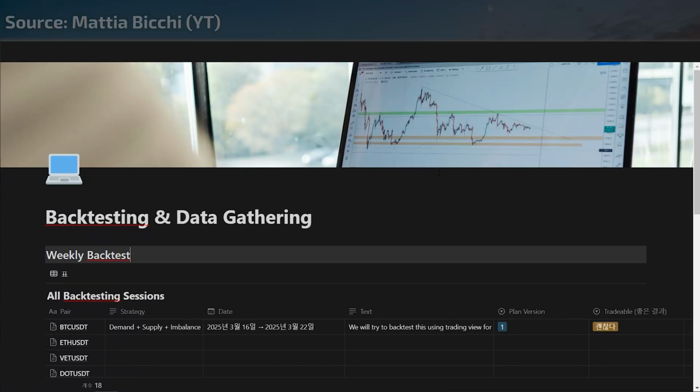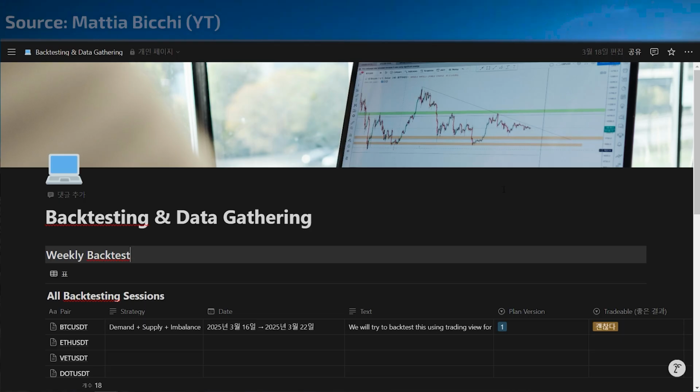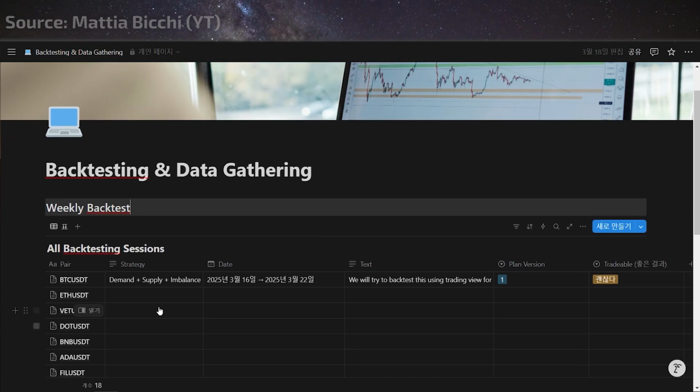I made over 4% on my first ever backtesting session. Guys, I know I could have used another software to backtest, but since I am poor, I had to use this Notion template in which I include a lot of details such as the pairs, the strategies, the date, and all of that we will see in a moment.